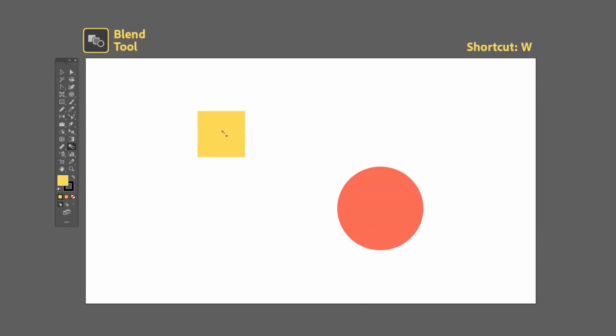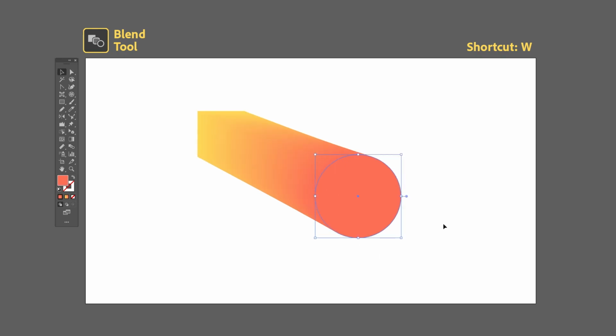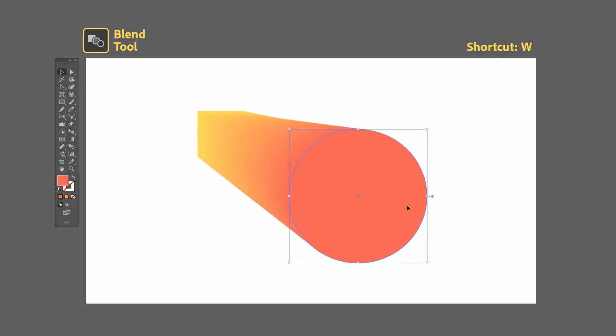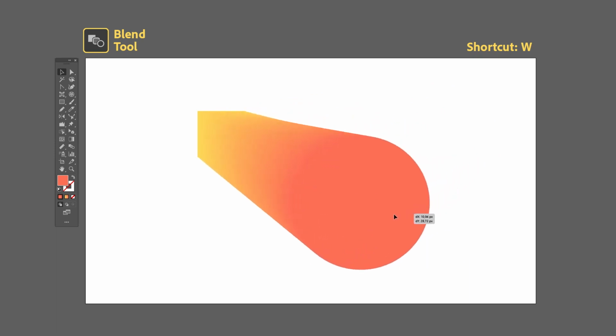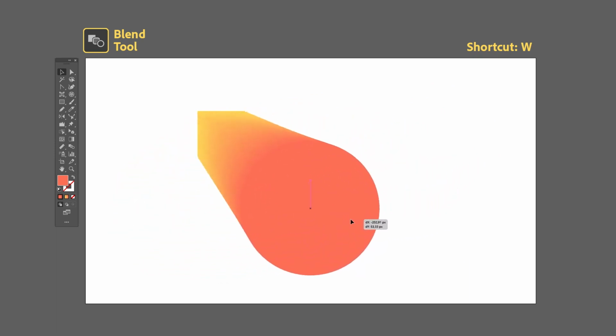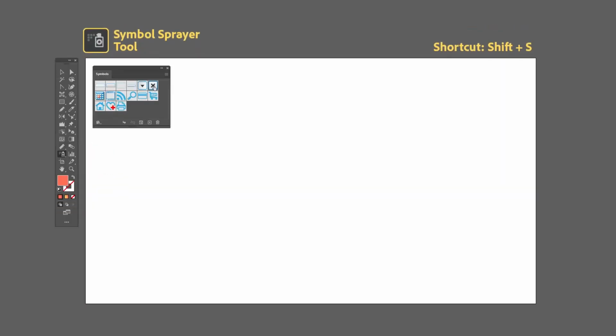The Blend tool. Shortcut is the letter W. Click on two or more objects to blend the shape and color between them. Objects are grouped after the blend is created, but can still be selected by using the Direct Selection tool or the Group Selection tool.